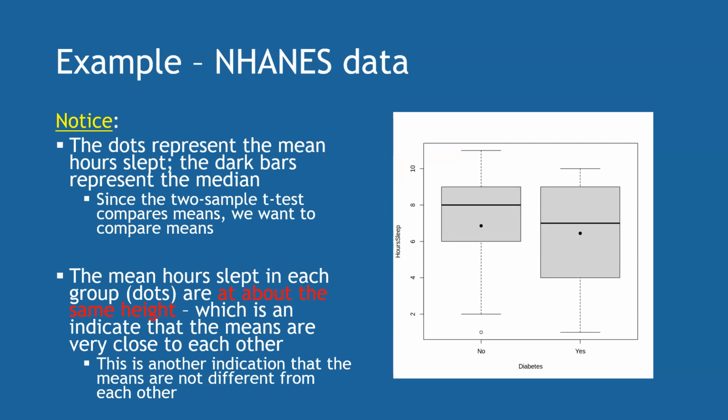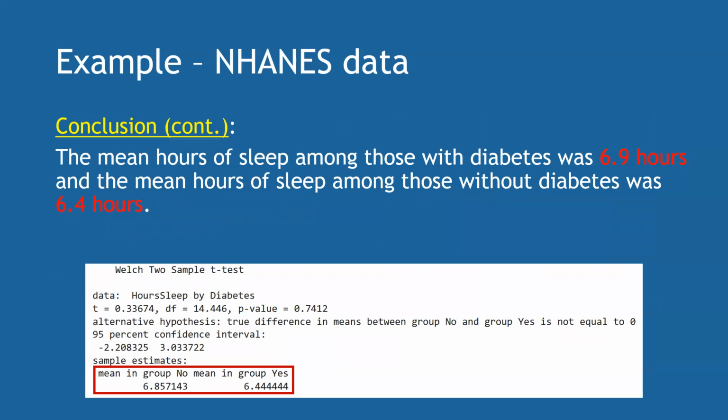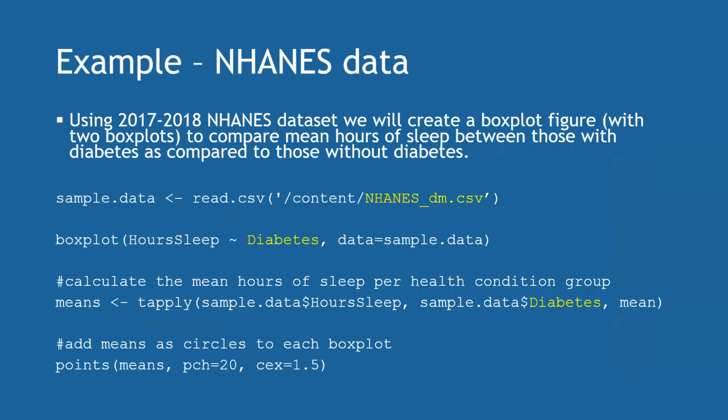Another point that I want to make about this is that notice how these two points are roughly horizontal to each other. So the mean hours slept in each group, the dots, are at about the same height. So this indicates that their means are very close to each other. So this is just another indication that the mean hours slept is not different between the two groups. And that's similar to what we found in results before, where we saw that the mean hours in one group is 6.9 hours, and the mean hours of sleep in the other group was 6.4.